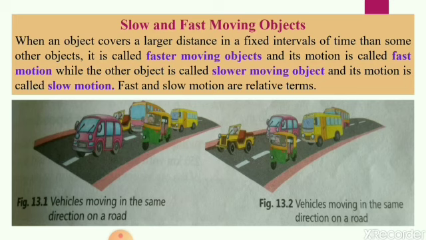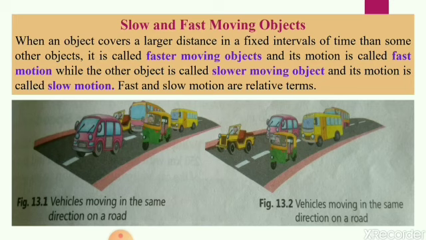Means when any object covers a larger distance in a fixed interval of time, or a fixed distance is covered in shorter time, then that type of object is called a faster moving object, and its motion is called fast motion. And the object which is covering the same distance in longer time is called a slow moving object, and that motion is called slow motion.